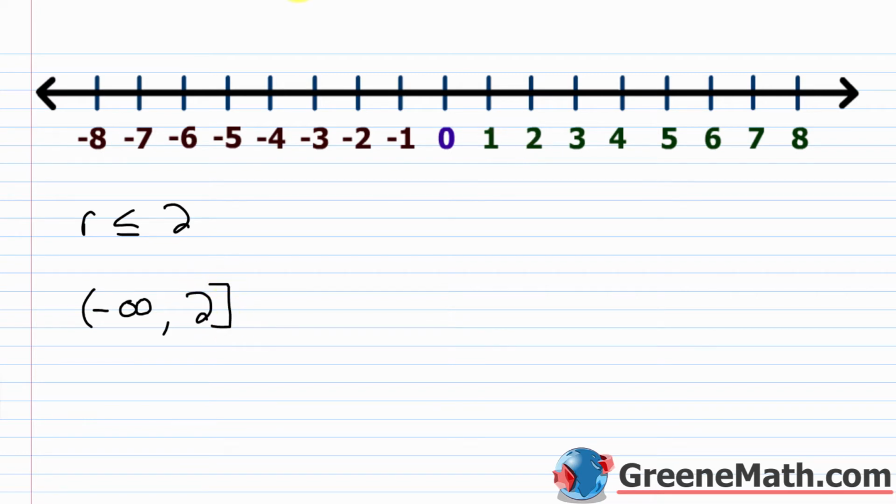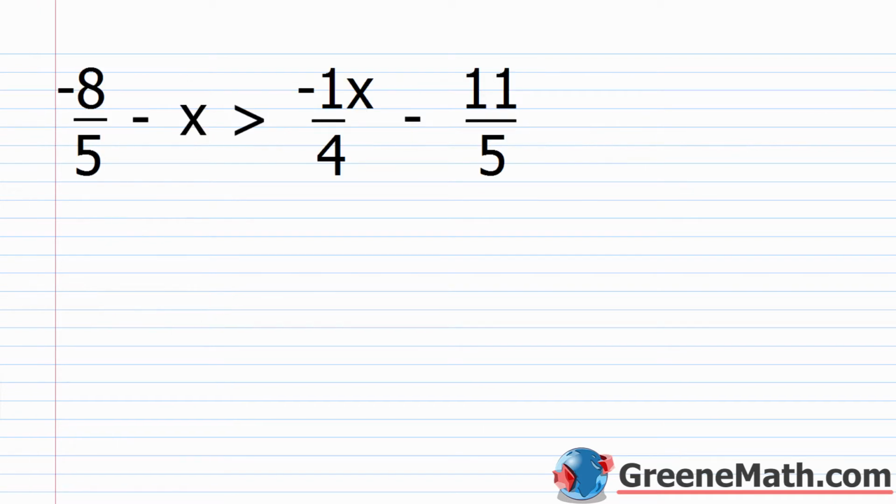Now again, when we graph this, we put a bracket at 2, facing to the left. It's facing towards the solution. And then we're going to shade everything to the left, including this arrow, to say, hey, 2 is included, and everything to the left of 2 is included as a solution as well. All right, let's take a look at another one.